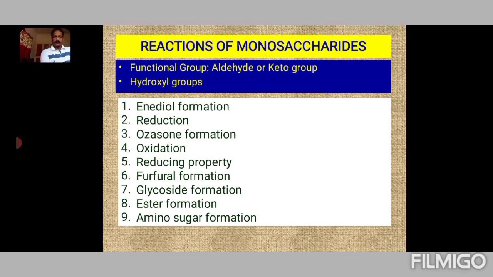Now, reactions of monosaccharides. We will be discussing enediol formation, reduction (reduction of monosaccharides), osazone formation, oxidation of monosaccharides, reducing property (reduction by monosaccharides), furfural formation, glycoside formation, ester formation, and amino sugar formation. So these will be dealt with in this class. Let us see them one by one.